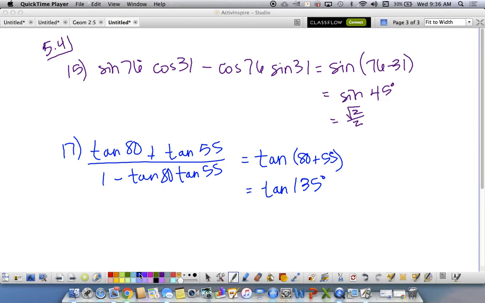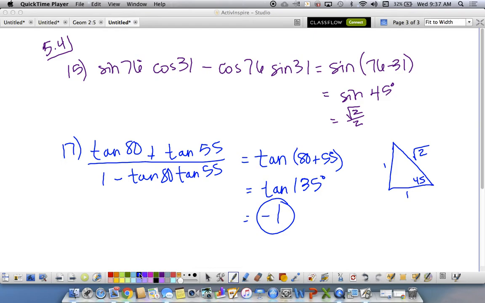It doesn't immediately jump out like sine 45, but I can find a reference angle, right? What's the reference angle? Little hint, anything that ends in a 5 is a 45 degree angle. So what's tangent 45 degrees? 1. Which quadrant am I in? The second quadrant, so it would be negative 1. Yes, sir.